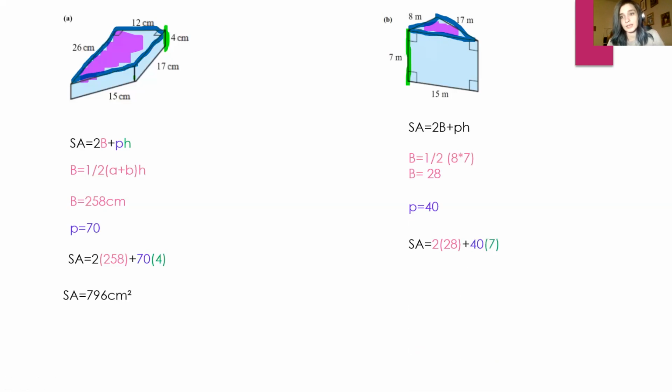We get 2 times 28, because 20 is the base. We've got 2 bases, one on the top, one on the bottom, plus 40 times 7, which 7 is its height, that is already given to us, so we don't have to find it. And we get 336 meters squared. Again, this is surface area. It's all the things you can touch. It's not volume, so it's not cubed.